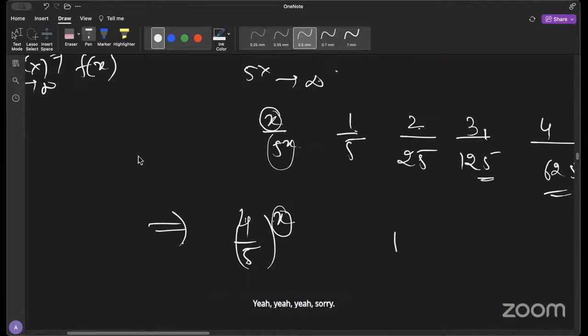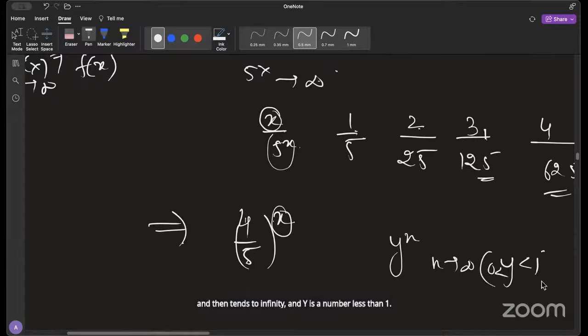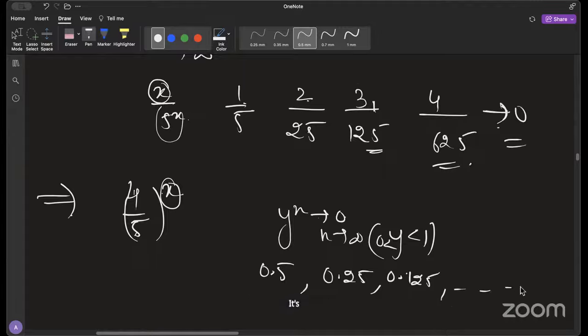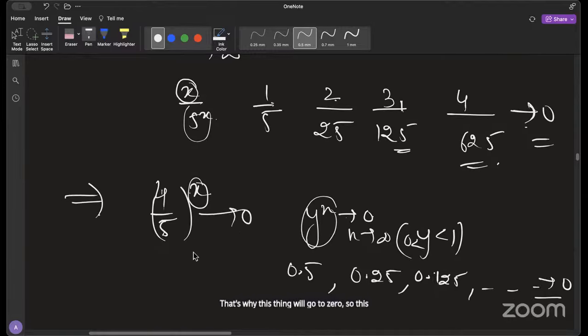If you have a number less than 1, let's say y to the power n, and n tends to infinity, and y is a number less than 1 and greater than 0, that means this thing is going to go to 0. Because if you have 0.5, then the square of it becomes 0.25, then it becomes 0.125. If you look at the pattern, it's continuously decreasing and ultimately it just goes to 0. That's why this thing will go to 0 as x tends to infinity.